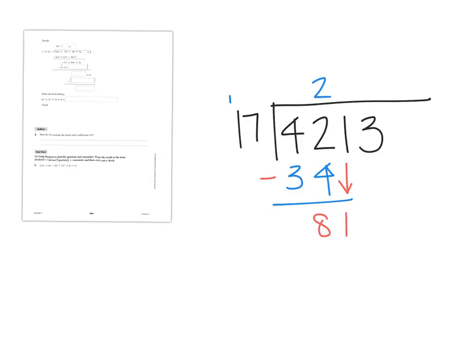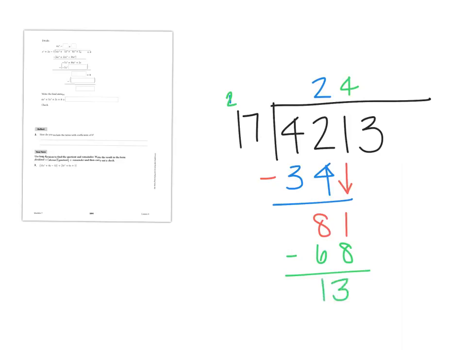And then I need to figure out what? How many times 17 goes into 81. So the question is, how many times does 17 go into 81? 4. Okay. So 4 times. Let's check. 4 times 7 would be 28. Carry the 2. 4 times 1 is 4, plus 2 is 6.